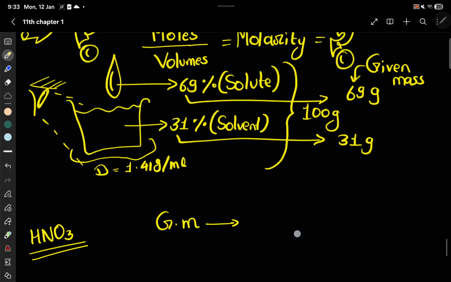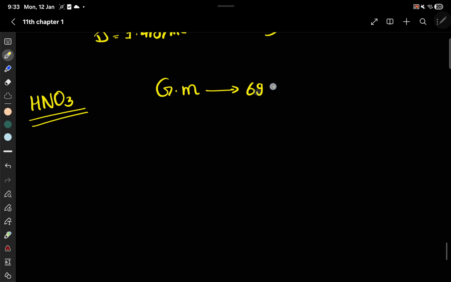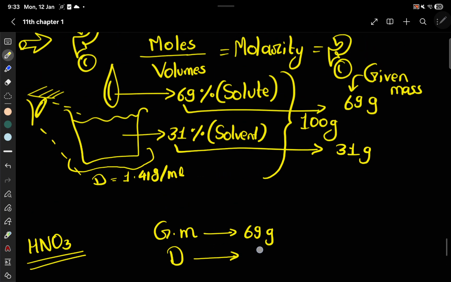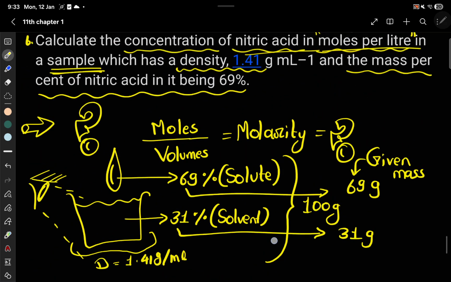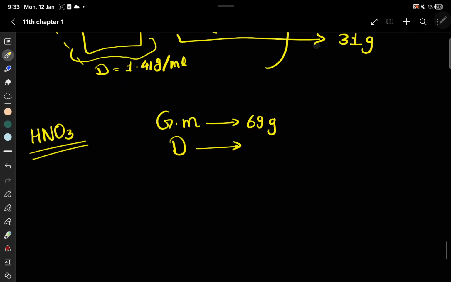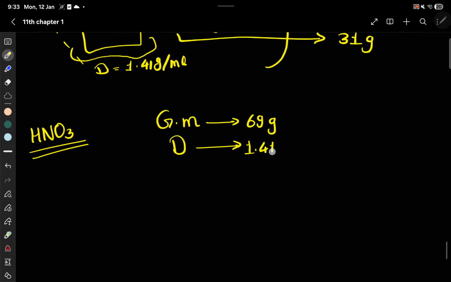Okay, the given mass of nitric acid, first of all, the chemical formula of nitric acid is HNO3. The given mass which they have indirectly given in the question, which we have just decoded over there, was 69 grams. Apart from that, students, they have given you the density of the whole solution. Not only HNO3, about the whole solution, the density which they have given you is 1.41. Okay, let me write the data over here, and we have to calculate the molarity of nitric acid.